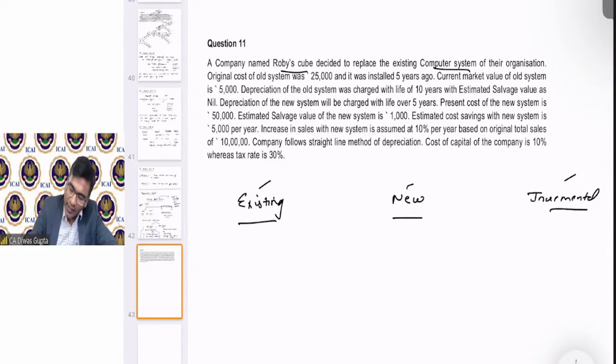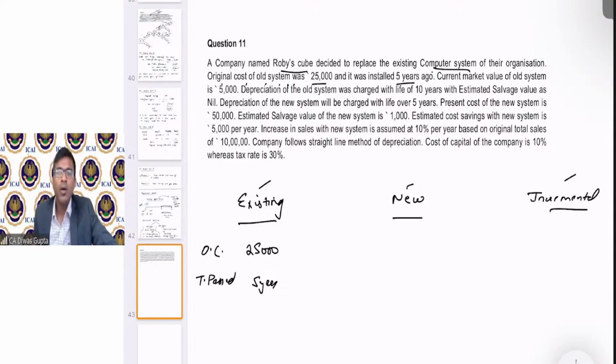Okay. So it says that a company named Robbie's Cube decided to replace the existing computer system of their organization. Original cost of the old system was 25,000. I'm putting it for my own reference. It's not part of the answer as such, but I'm just putting it for my own reference. And it was installed 5 years ago. So time passed is actually 5 years. Okay, I can understand that 5 years depreciation would have already been done on 25,000. Current market value of old system is rupees 5,000. So today, if I go and sell this, I will get 5,000.